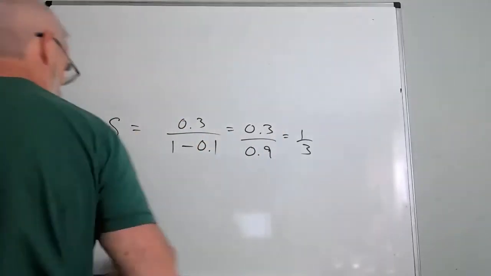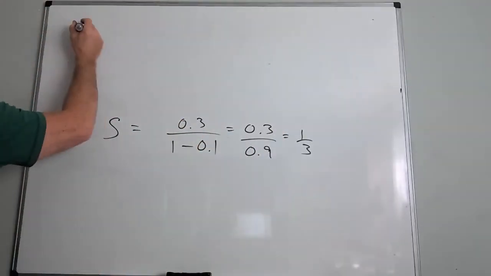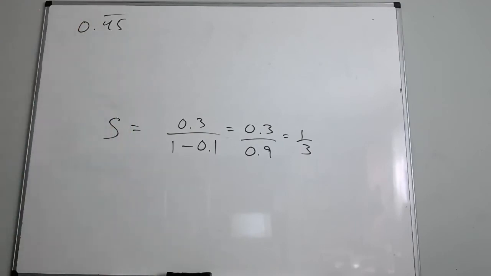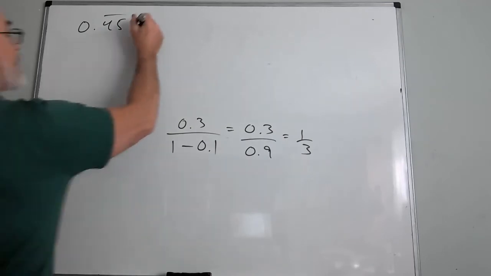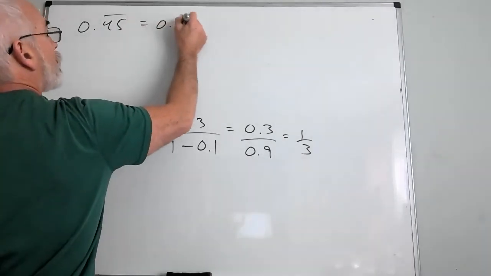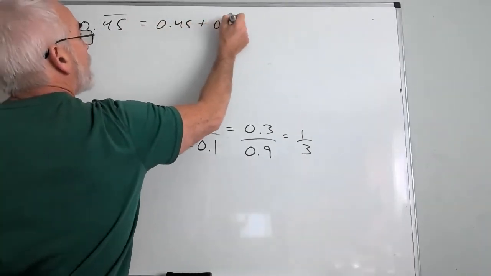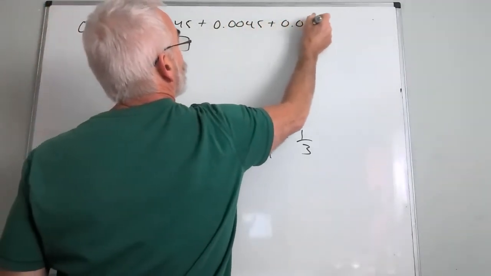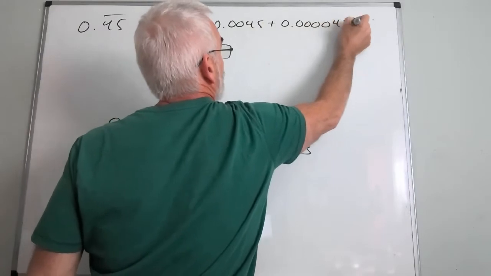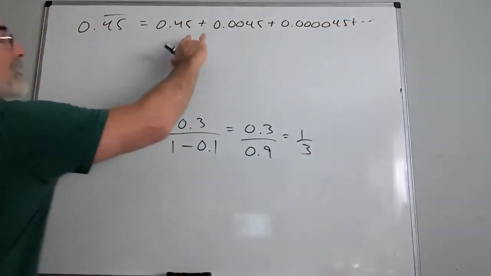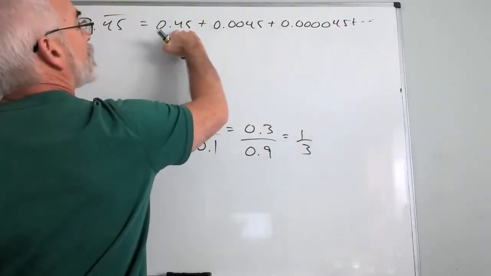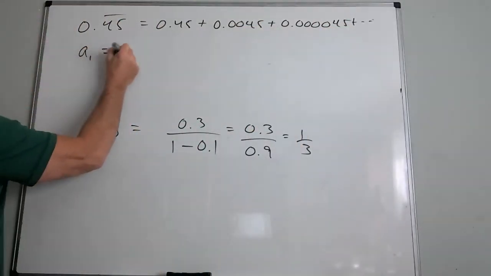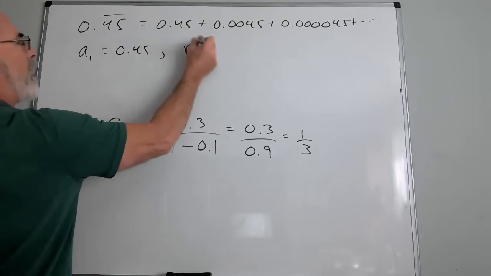All right. What if I've got something like 0.45, repeating that decimal sequence? Well, let's write it down. That would be 0.45 plus 0.0045 plus 1, 2, 3, 4. So you notice what I did? Now it's going to be 2 zeros at a time because I have 2 numbers that have to keep moving. So here my A1 is 0.45, and what's my R?